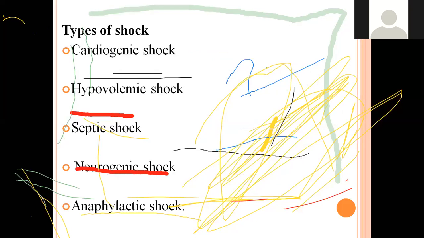So we'll quickly look at types of shock. We have almost five types of shock: cardiogenic shock, hypovolemic shock, septic shock, neurogenic shock, and anaphylactic shock. Cardiogenic shock is seen in cardiac conditions like cardiac tamponade and myocardial infarction. Hypovolemic shock, you see it in patients that have lost a lot of fluid or blood, in hemorrhagic situations and in burns patients. Septic shock is a result of septicemia, generalized sepsis. Then also neurogenic shock and anaphylactic shock, which is a result of autoimmune disease.